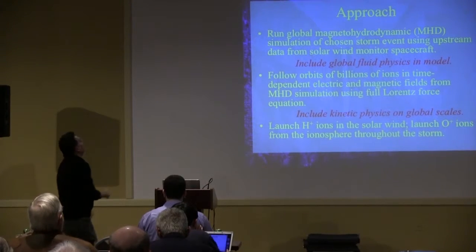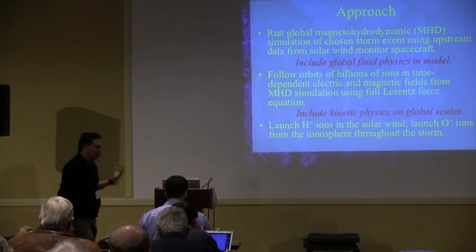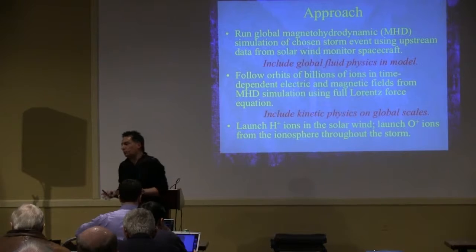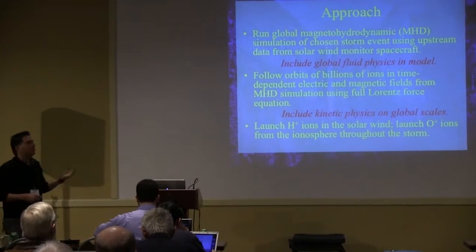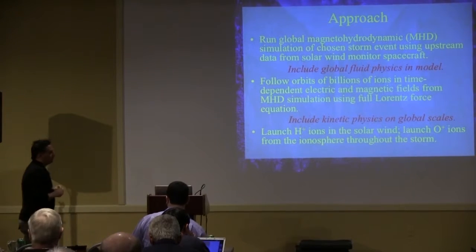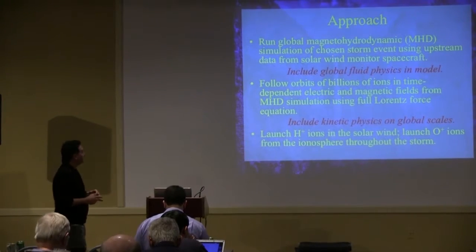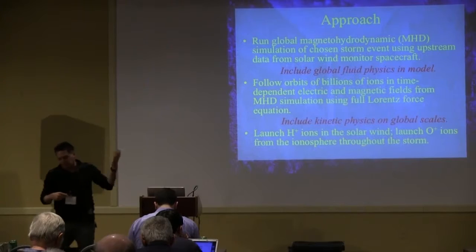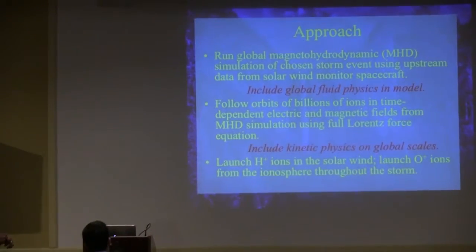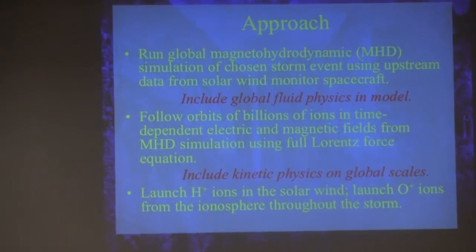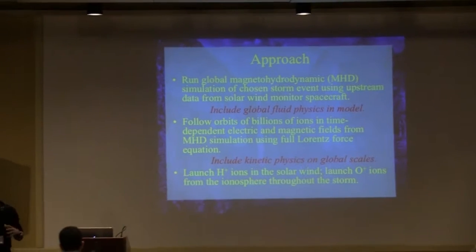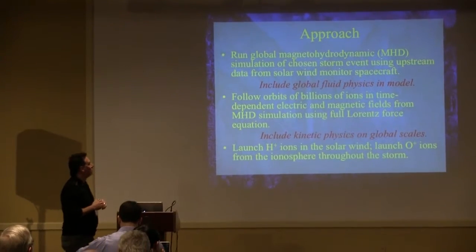we start out by running a global MHD simulation of an actual event using upstream solar wind and IMF data from whichever spacecraft is sitting out there. So we have the global fluid physics in this MHD model. And then we follow the orbits of nowadays billions of ions in the time-dependent electric and magnetic fields, which we've obtained from the MHD simulation using the full Lorentz force equation. And so we're attempting to put a bit of kinetic physics into the global model.